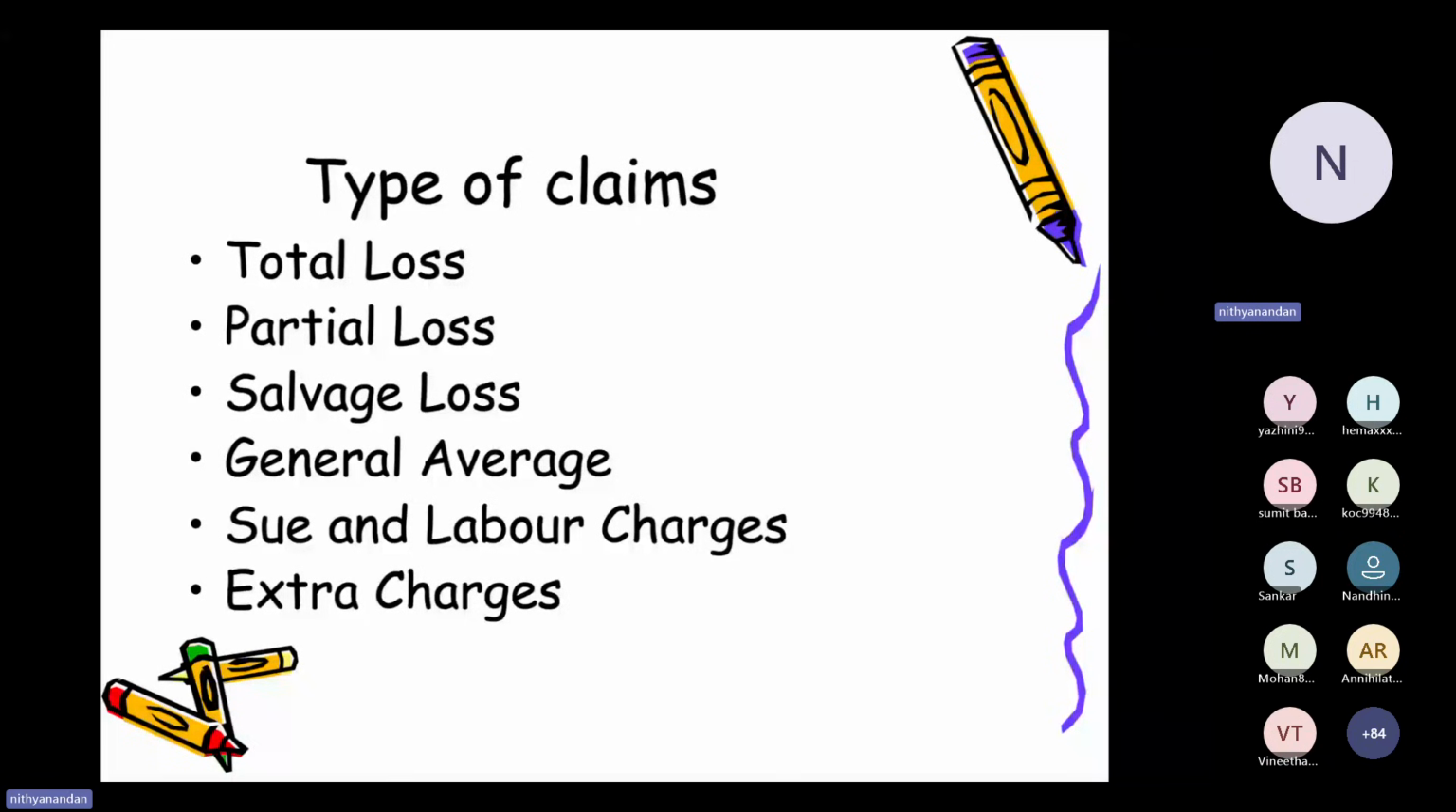As I told you, when you are thorough with the underwriting part, the claims part is nothing. But in marine, there are certain terms under claims that should be understood. Then only you can answer the questions. There are certain losses in marine claims: total loss, partial loss, salvage loss, general average, salvage charges, extra charges. Another two, particular charges, are also there. I will come to them.